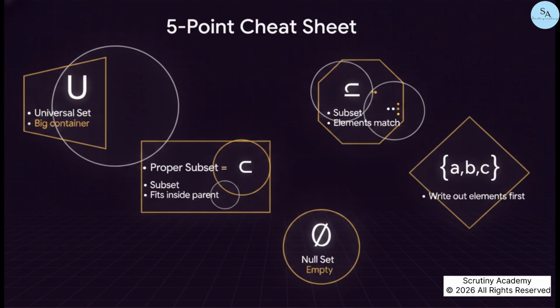You did wonderfully on those problems. See, math really is just organizing boxes. Let's lock in everything we've learned to make sure you walk into your next exam feeling completely bulletproof with this quick 5-point cheat sheet. Number 1, the universal set, denoted by U or mu, is always your big parent container. 2, a subset means all elements from the first group match elements in the second. 3, a proper subset means it completely fits inside a parent that has extra items. 4, always write out your elements before answering multiple choice questions. And 5, the null set, or phi, means an absolutely empty set.